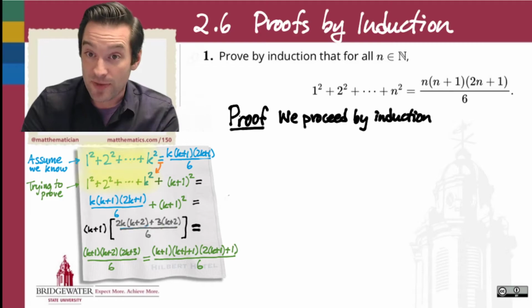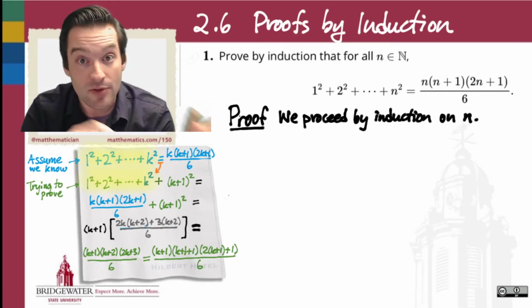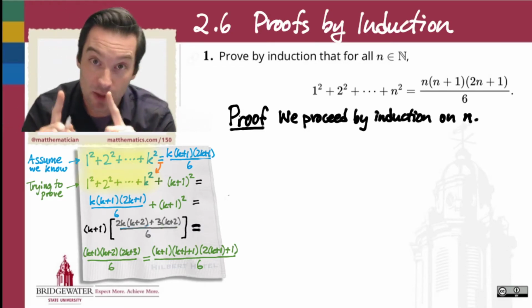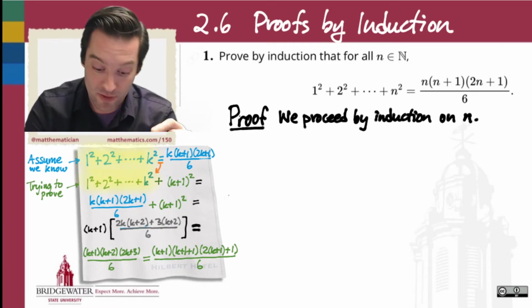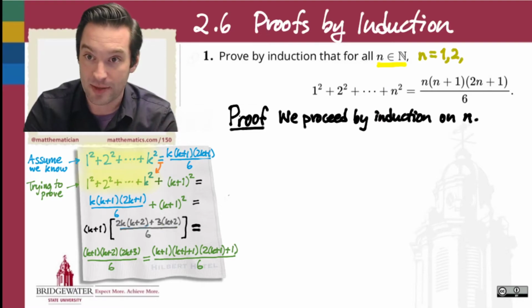So let's just actually write this piece up. In a proof, we'll say, we'll proceed by induction on n. So this is what clues the reader to the fact that we're going to now make an argument that includes a base case and it includes this inductive case, and that n is the variable that we're using induction on, so that we can show that it's true for all natural numbers n.